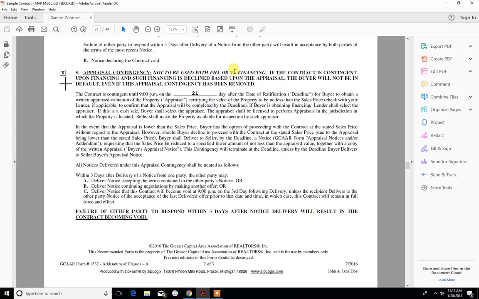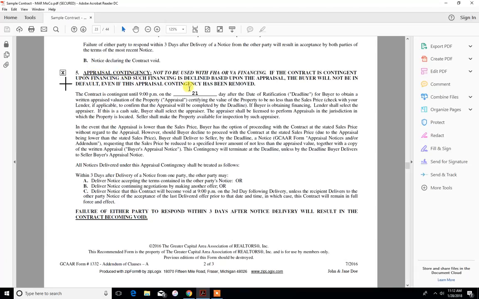We are not using this with FHA or VA. The FHA and VA have separate financing addenda, and they have their own appraisal contingency built in. The only time we're using this is with a conventional loan, or if somebody's a cash buyer and for some unknown reason they want to do an appraisal. But just for right now, it's going to be with conventional loans.